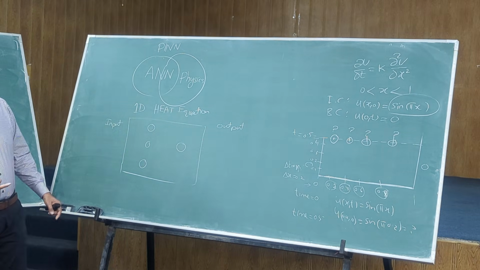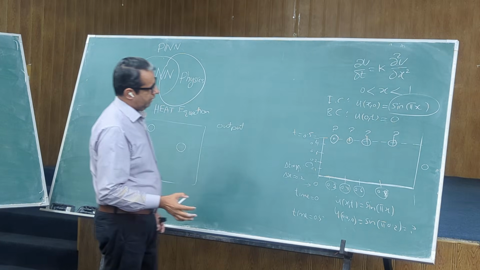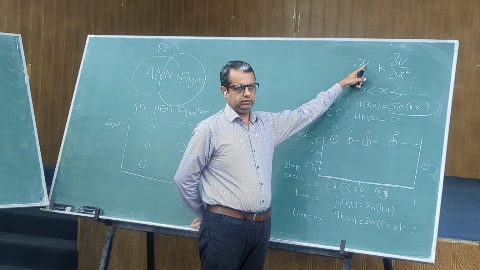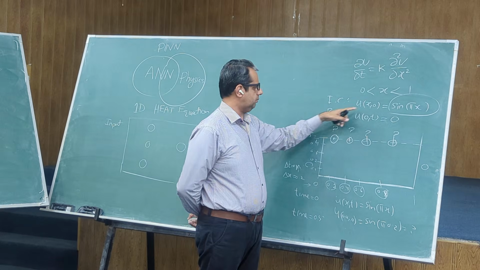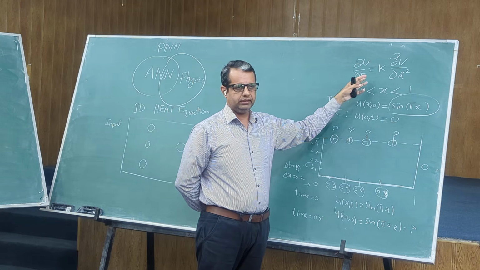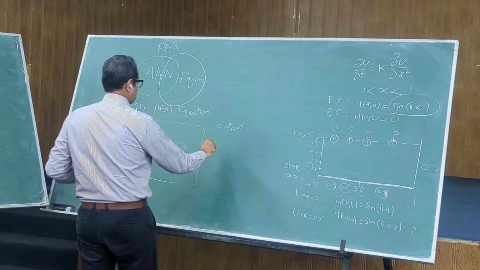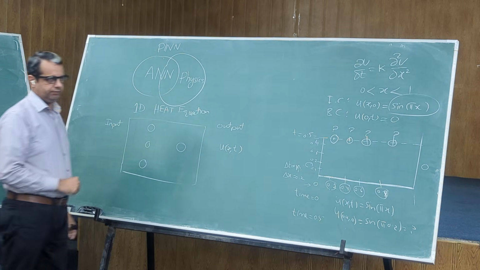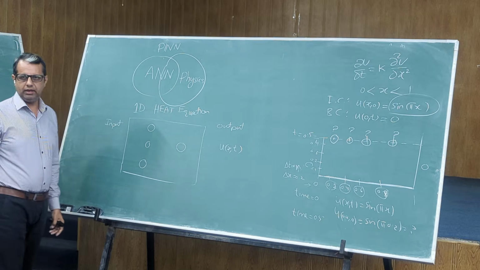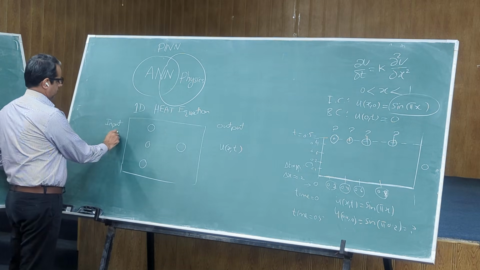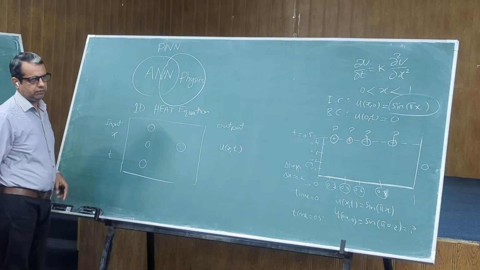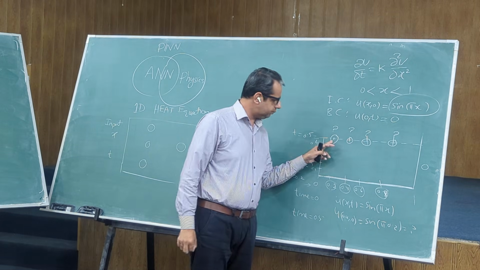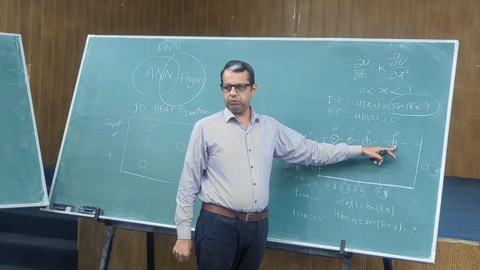So in our problem, everyone knows what the output will be. The output is this u variable. Okay. The u variable depends on x and t. So what will be the input? x and t, x and t. Okay. But your target is to find the output only at these points.